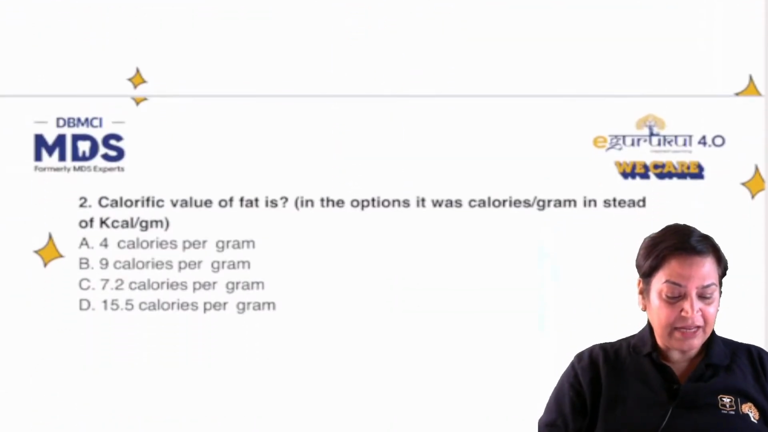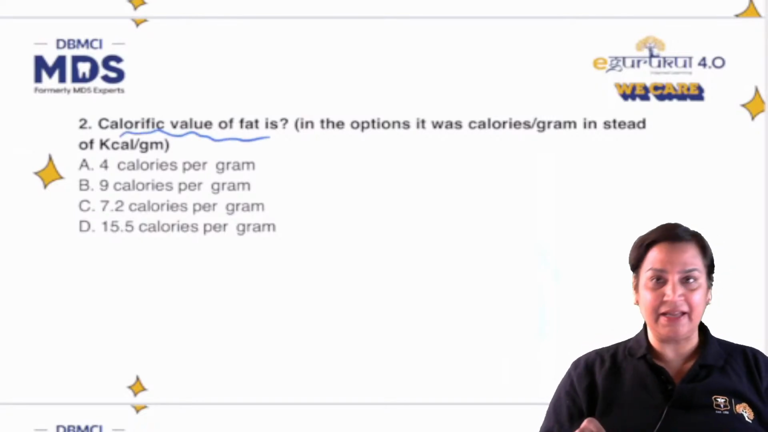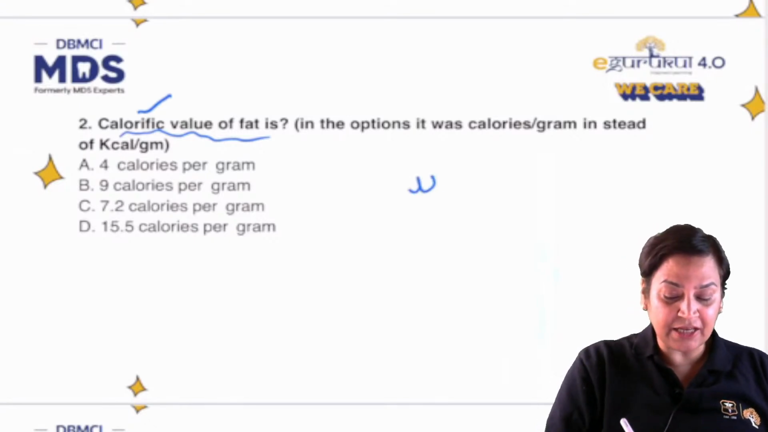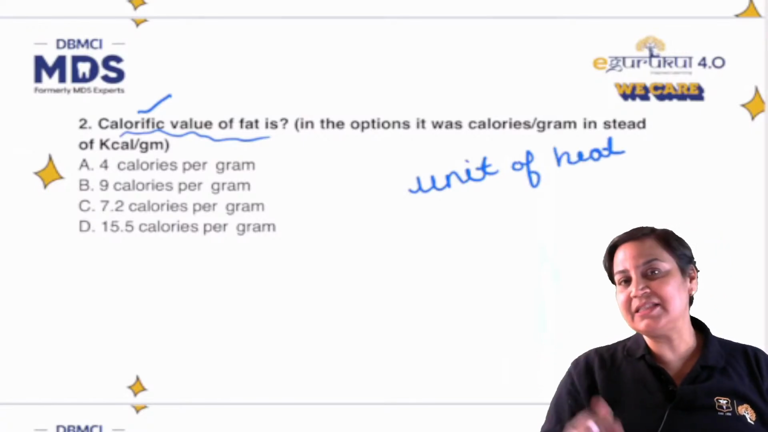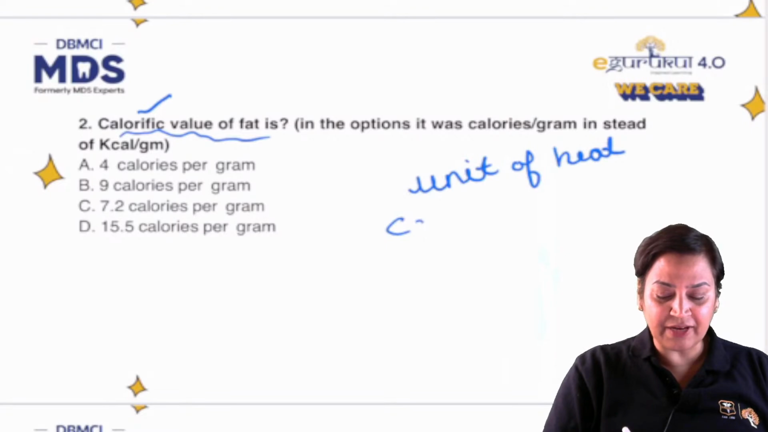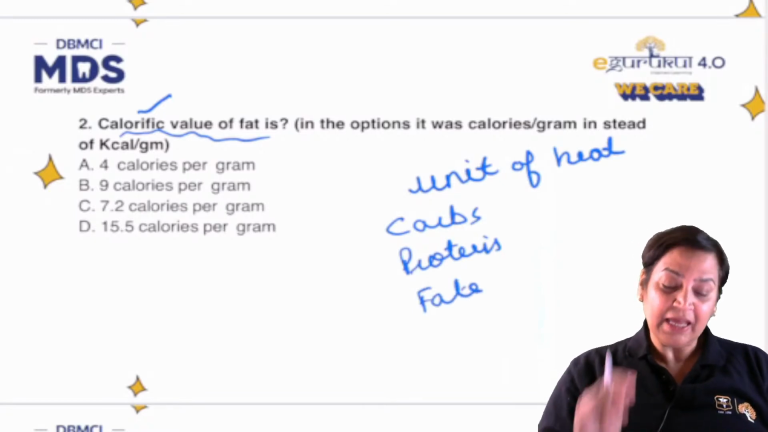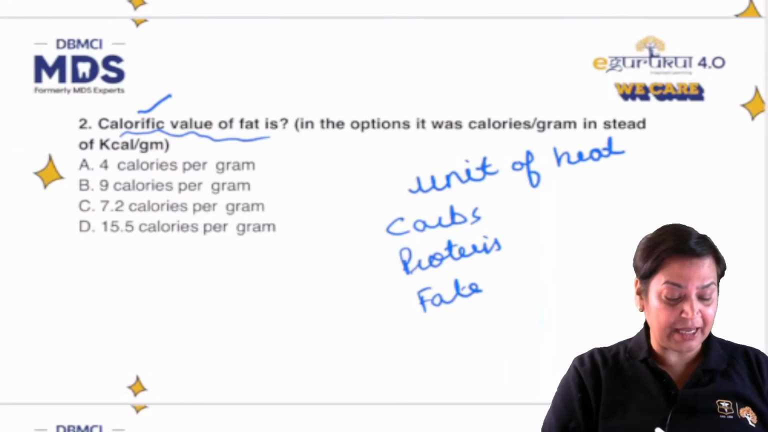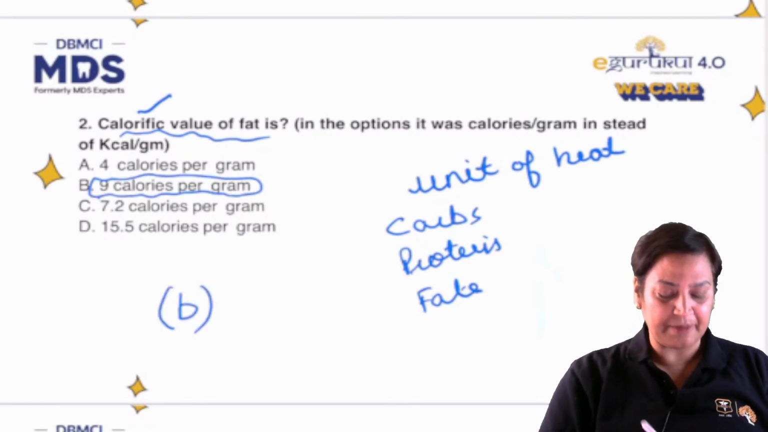Okay. Then if we talk about question number 2, calorific value of fats. Now see, calorie is the unit of heat, isn't it? And what we eat, we have 3 substrates in our diet: carbohydrates, proteins, and fats. I'll give you a comparative statement between them. First of all, let me answer this question. Calorific value of fat, if we see, is 9 calories per gram. So the answer will be simply B.